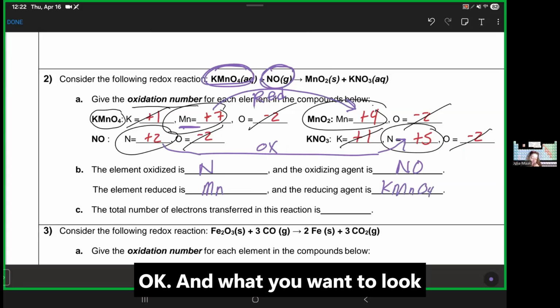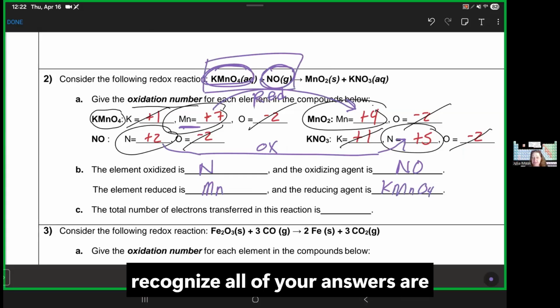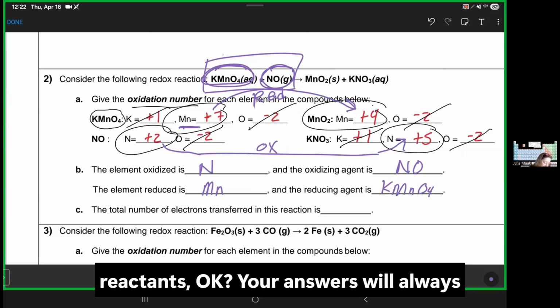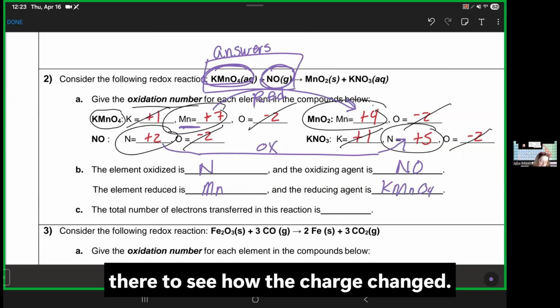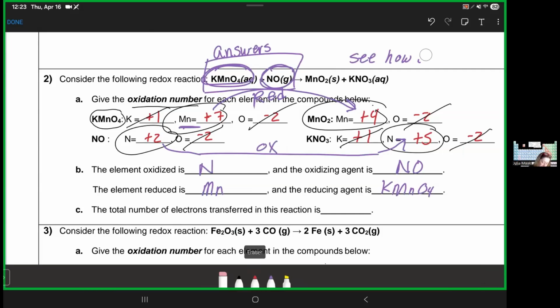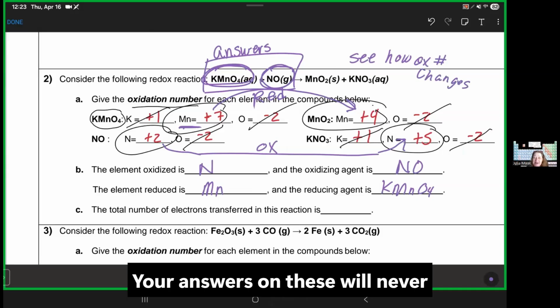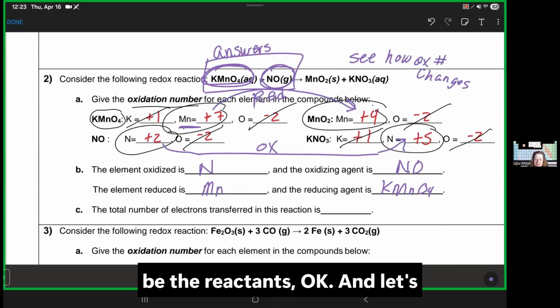And what you want to recognize is that all of your answers are reactants. Your answers will always be the reactants. The products are only there to see how the charge changed, how your oxidation number changed. Your answers on these will never be the products. They will always be the reactants.